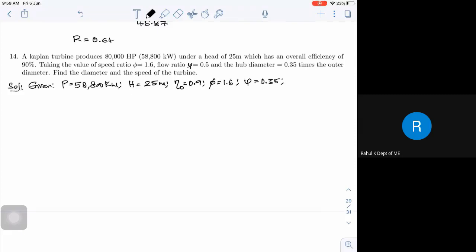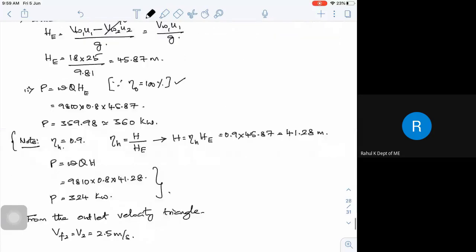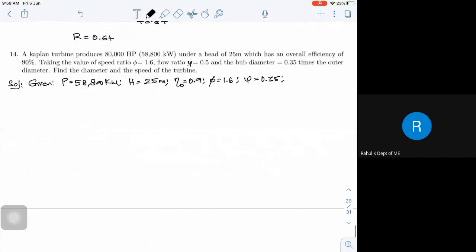Okay, and they have given the diameter ratio, that is, you can call it dh to df or small d to capital D, whatever ratio you want to take. So if I call that small d by capital D, it is 0.35. So what are we supposed to find? The first one, the diameter. The second one is the speed. So this is a simple process.